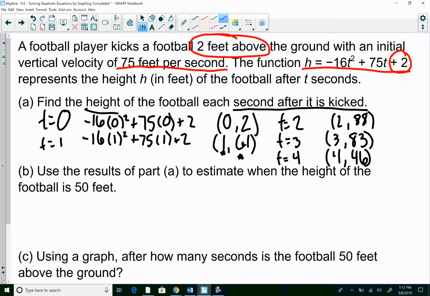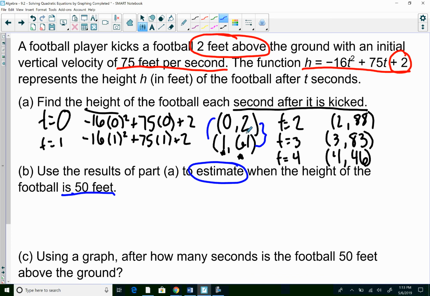Now, part B asks us, use the results of part A to estimate when the height of the football is 50 feet. This is a really great question. They're just asking us to estimate. We have to think about what approximate intervals the ball is going to be about 50 feet. So when I look here, somewhere between 0 and 1 seconds is when that ball would be about 50 feet.